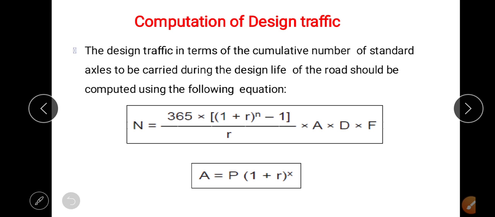N is equal to 365 multiplied by (1 plus r)^n minus 1, divided by r, small r, multiplied by capital A, capital D multiplied by capital F, where capital A is equal to capital P multiplied by (1 plus r)^x.